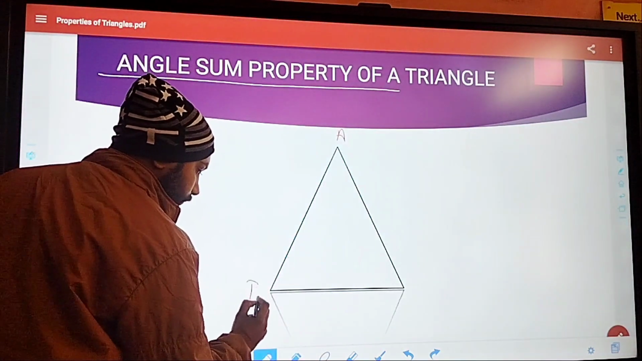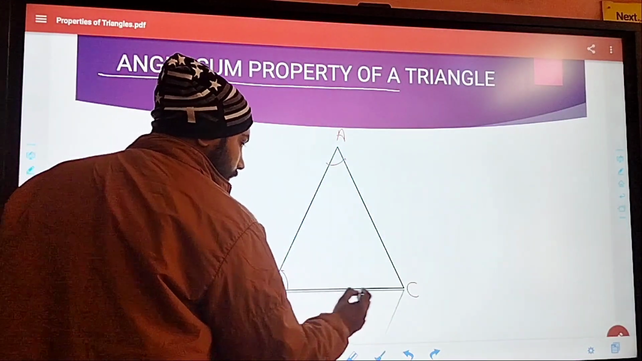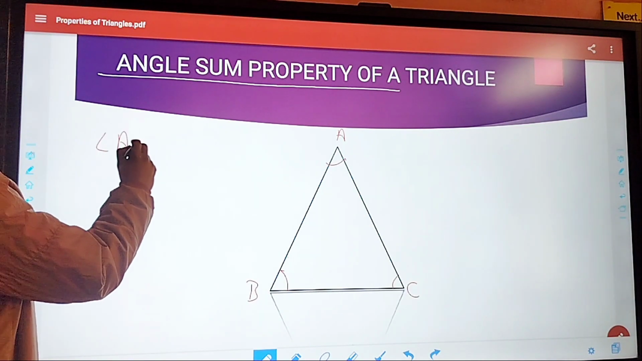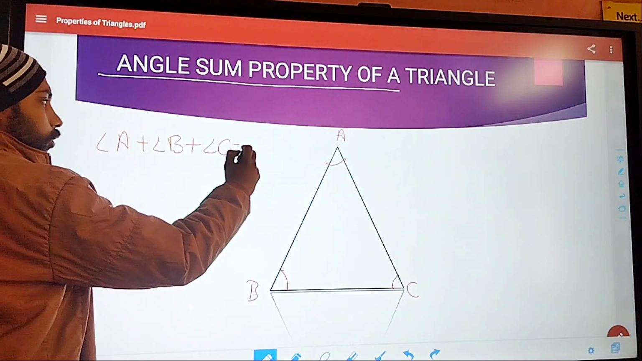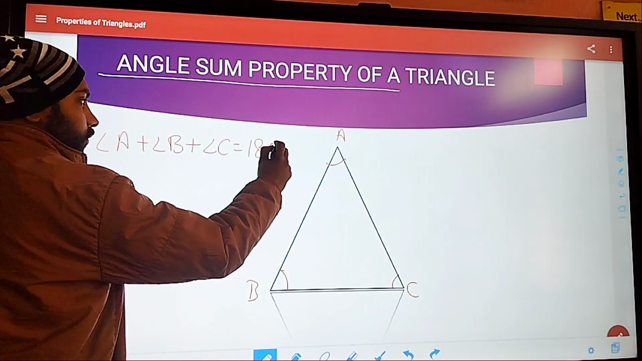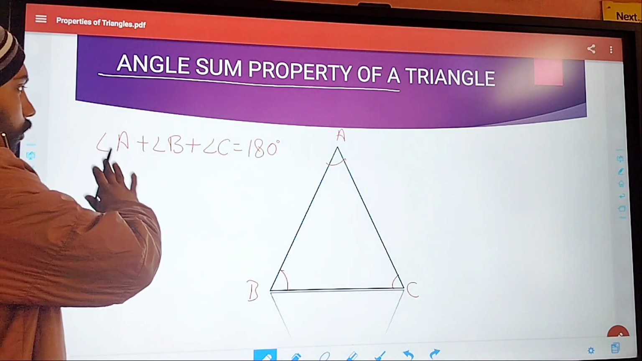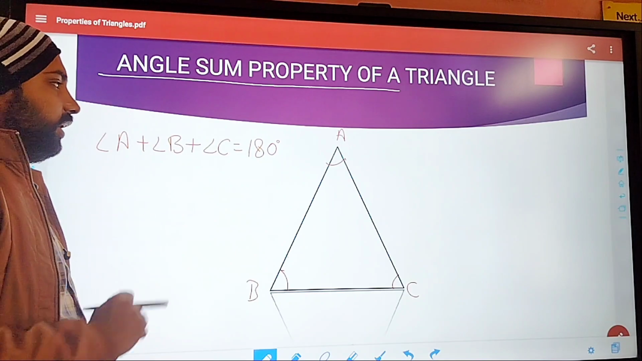triangle ABC here, and we have three angles: angle A, angle B and angle C. Whenever we are going to add these three angles together, we will obtain a sum of 180 degrees. Okay? Whenever we add all these three angles together, we will obtain a sum of 180 degrees.